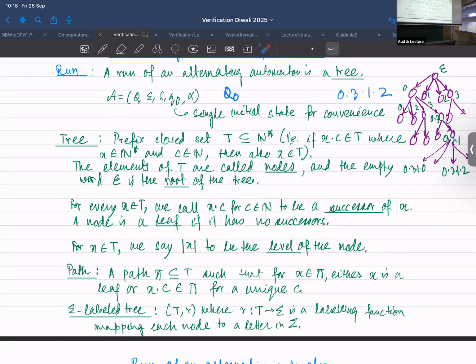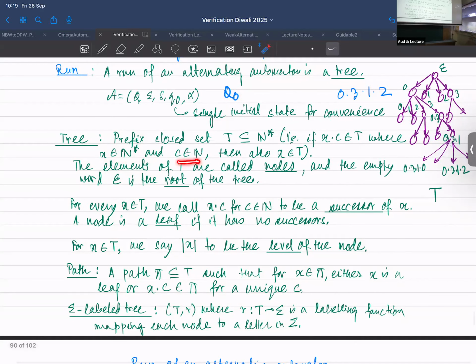So this is an element of the set T, right? So T is a subset of n star. So each such element belongs to the set capital T. Okay, and if x dot c belongs to T, where c is a direction, where x belongs to n star, c belongs to n, then x is also in T. If you have a node, then you have your predecessor. The predecessor is also in the set. Correct? So that's how we are defining formally a tree. A tree is nothing but a prefix closed set of this form.